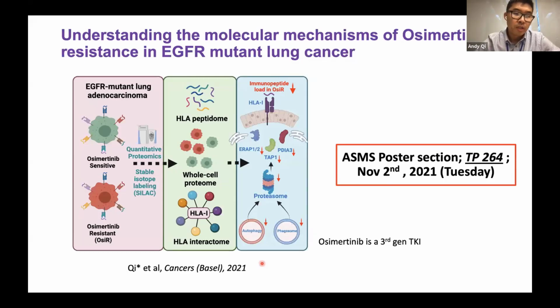One is for the understanding of the molecular mechanism in osimertinib-resistant EGFR lung cancer. So this is basically a follow-up study of our previous publication. We make the heavy label peptide because in my opinion, label-free is probably not going to be the best way to quantify.